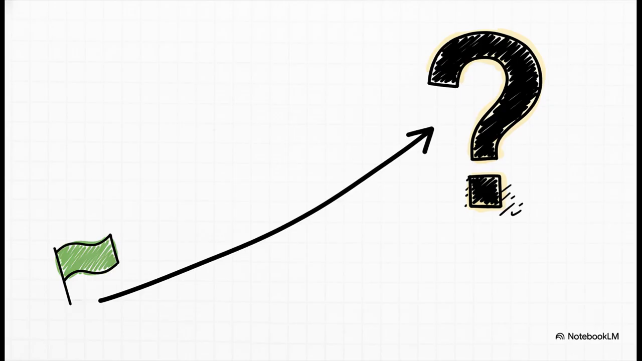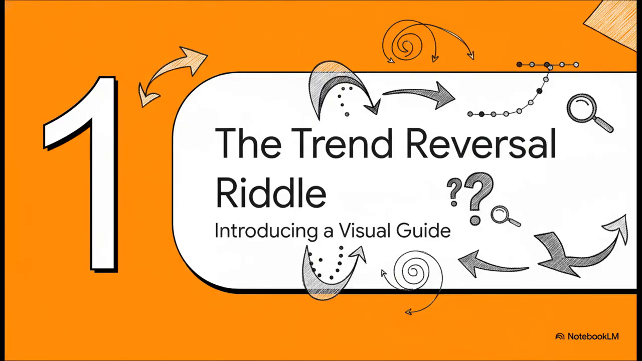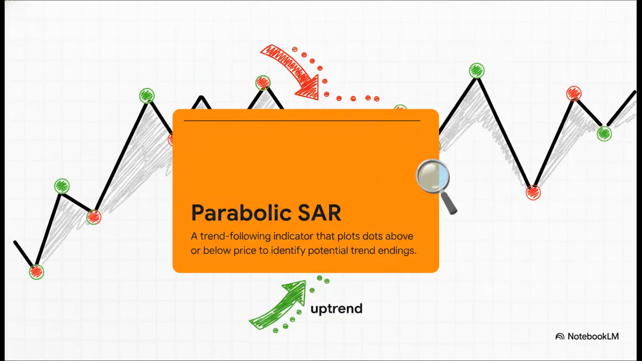This is a huge problem for traders, and it's the exact puzzle the indicator we're talking about today tries to solve. So, this brings us to what I like to call the trend reversal riddle. And to help us solve it, we're going to use a simple visual guide that's designed to give you a clear heads up when the momentum might be about to shift. Okay, so what is this thing?